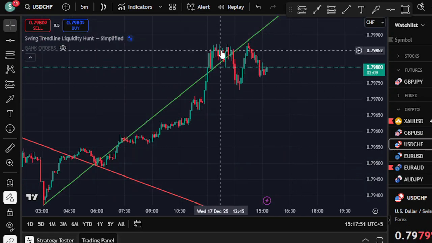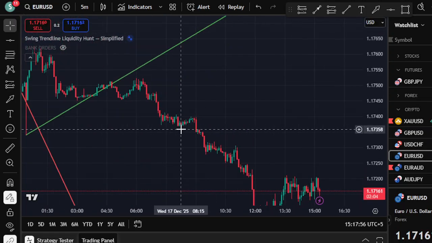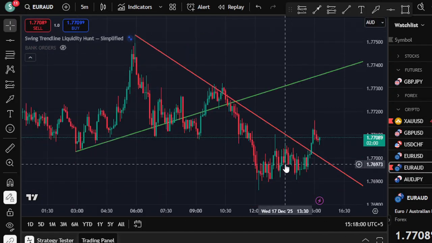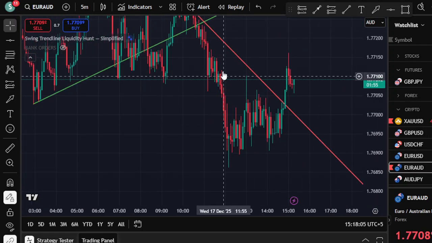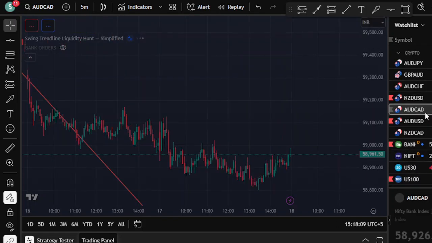Now USD/CHF already broke the line. This was the sell on EUR/USD, and you can see the price liquidated that part. The two trend lines are very close, but still it's a good one, because you can see the price already broke that one. So this is how this indicator works.